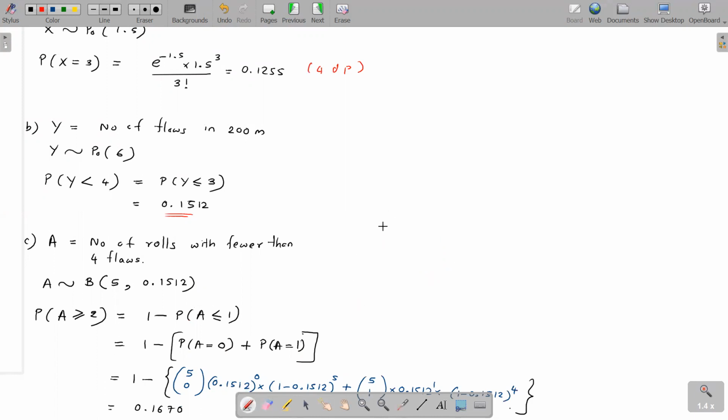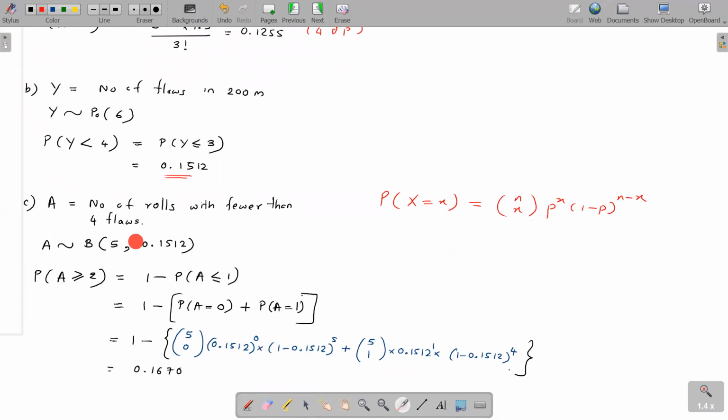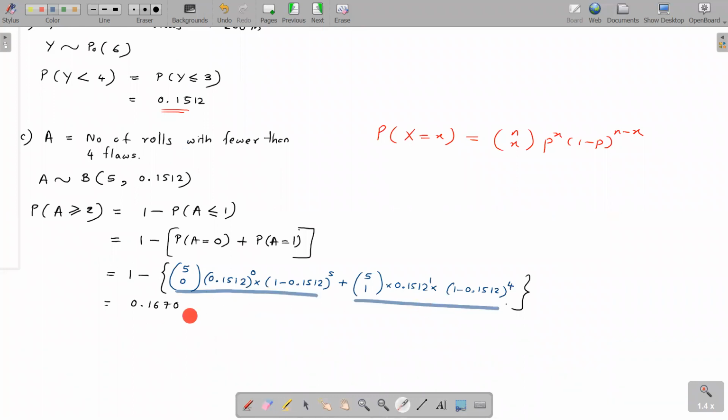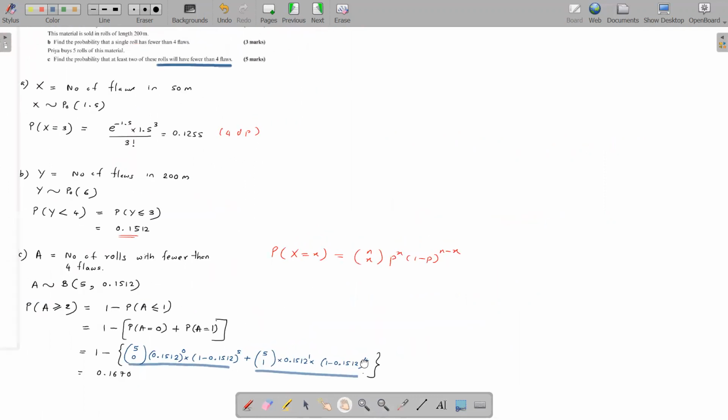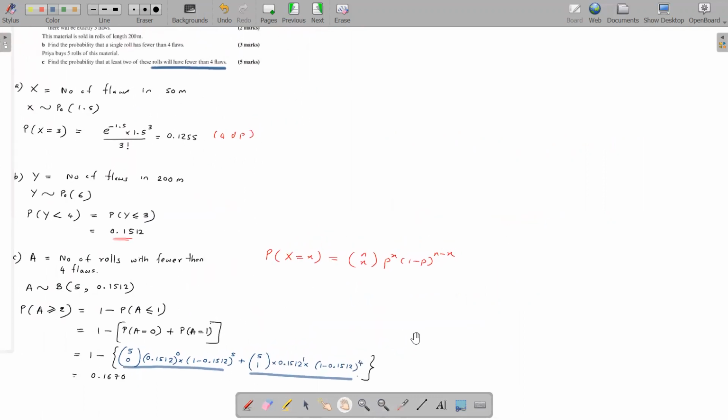So how do you work with binomial? Probability capital X equals small x is nCx, p to the power x, (1 minus p) to the power n minus x. This is from chapter 1. So here my n is 5, and you can input the p-value 0.1512. I just use this formula for A is 0 and this is for A is 1. And this is all in the calculator. You can type it in the calculator to get this answer. So this is a tricky question, but it's something that you need to master the art of.